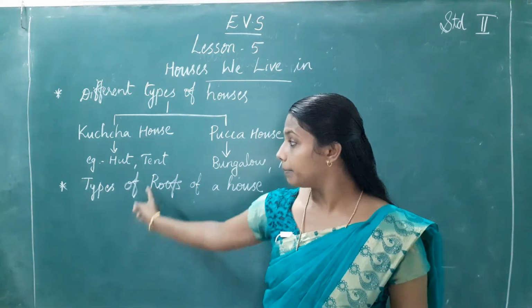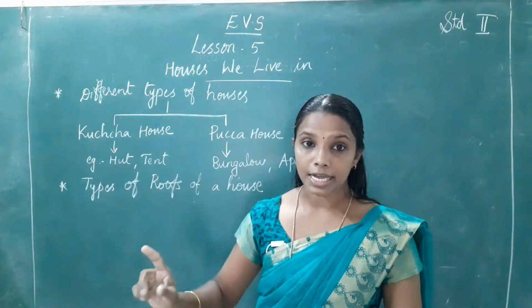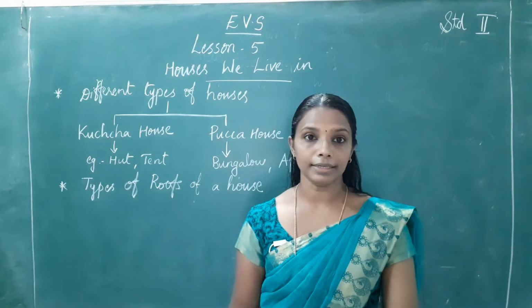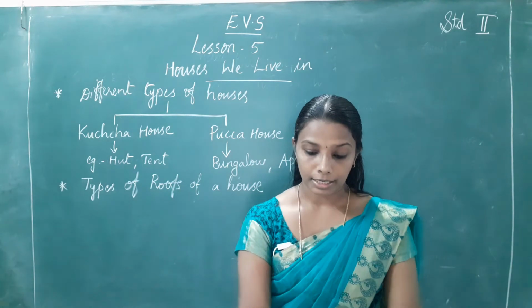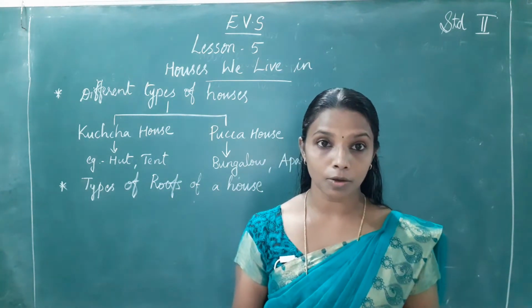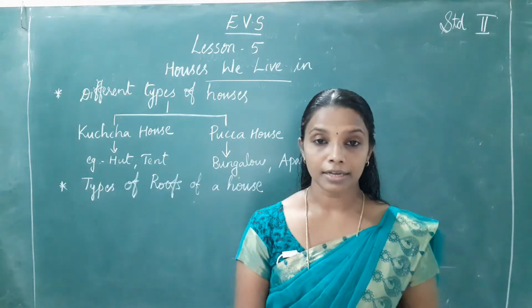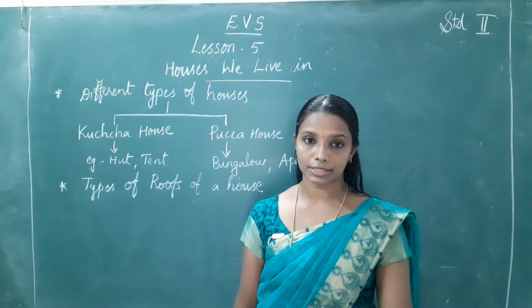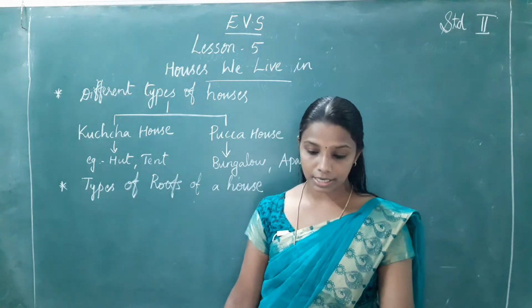The next example is tent. Tent is an example of kacha house. It is made up of cloth and canvas. And it is a movable house. Why is it called a movable house? Yes, we can take it from one place to another. So it is a movable house, tent.